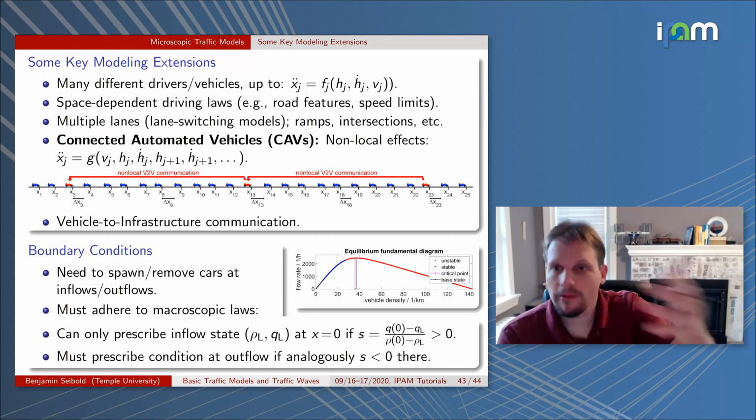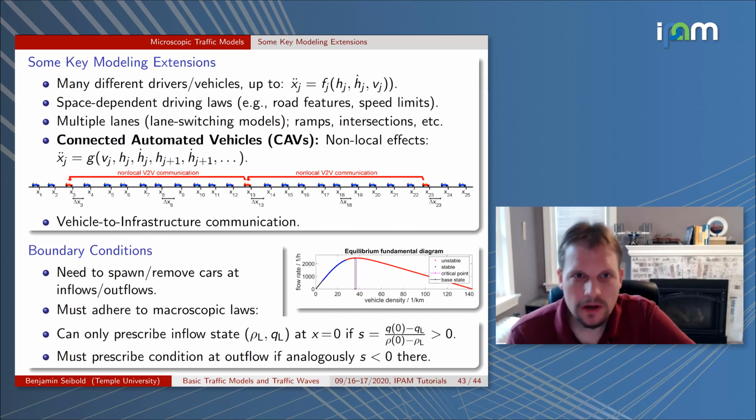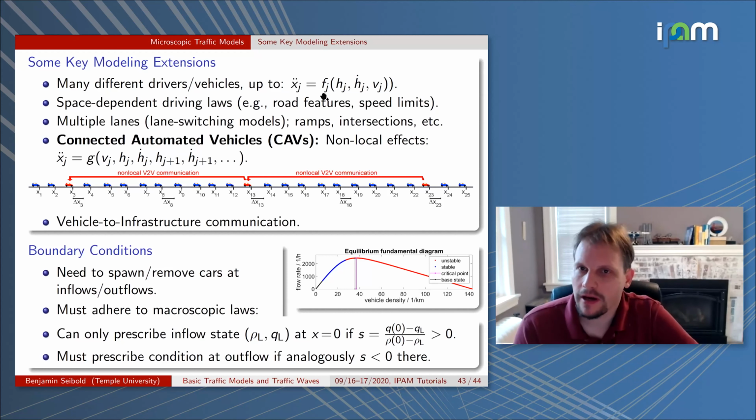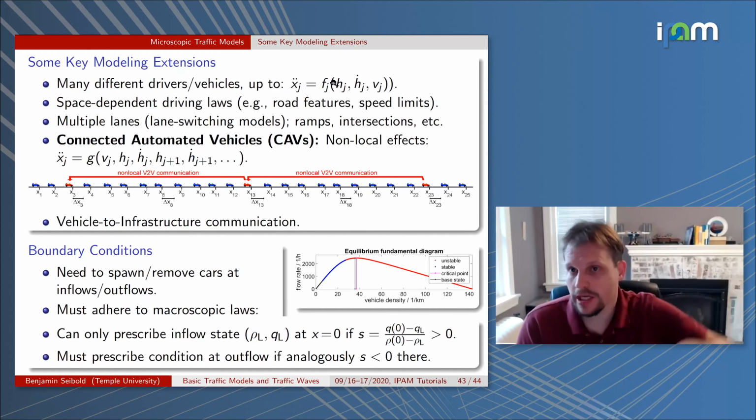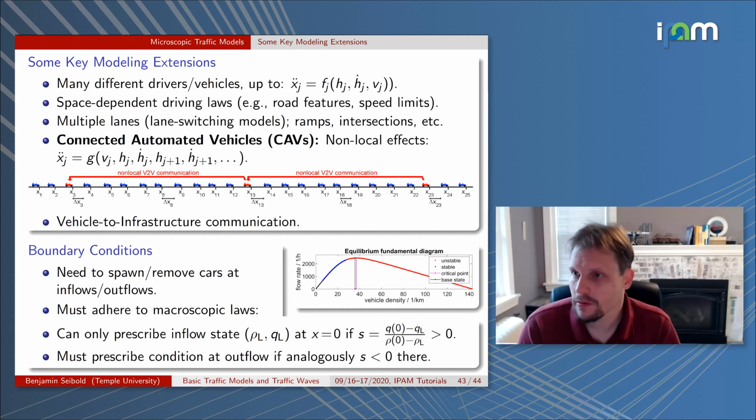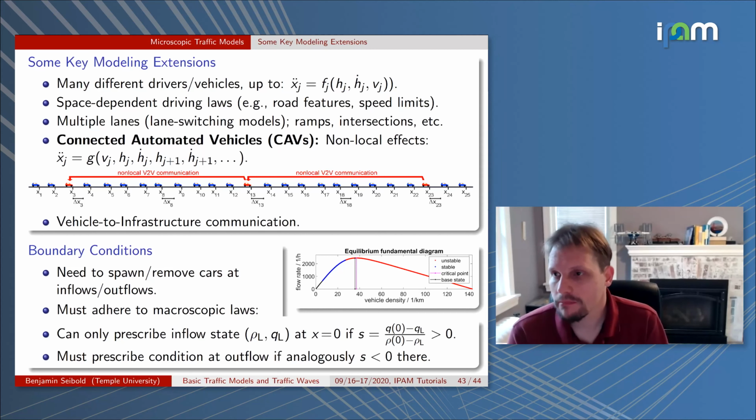And these things are quite easy once you have a vehicle-centric description. So, for example, you could equip every driver with their own driving law. Of course, then the question is, how the heck do you calibrate this when you have so many degrees of freedom? But in principle, you can do it. You can have space-dependent driving laws. So when there's an uphill feature, change the function, how it looks. When there's a speed limit, of course. Multi-lane, of course. You need a lane switching model, but there are many out there. Ramps, intersections, all of this can be done by certain laws. It's non-trivial to implement. There's always the calibration problem, but in principle, the framework is quite compatible and easily doable.